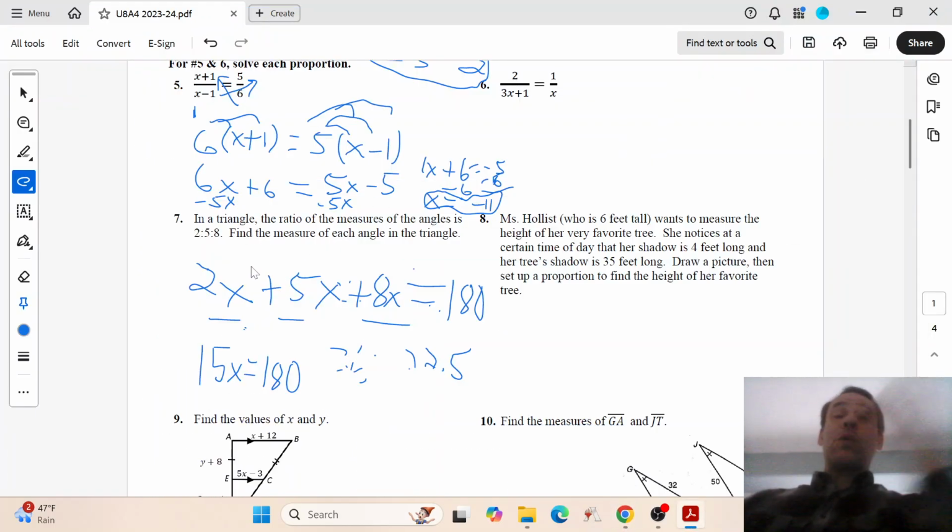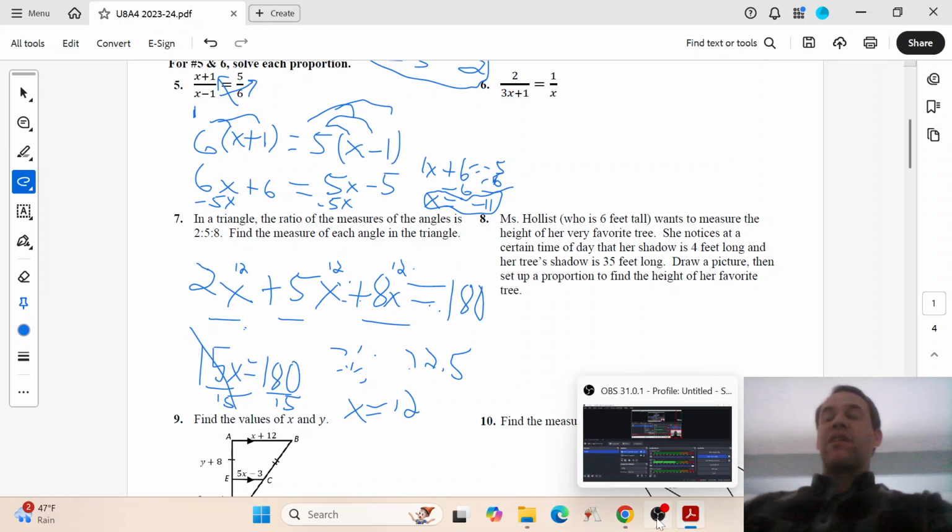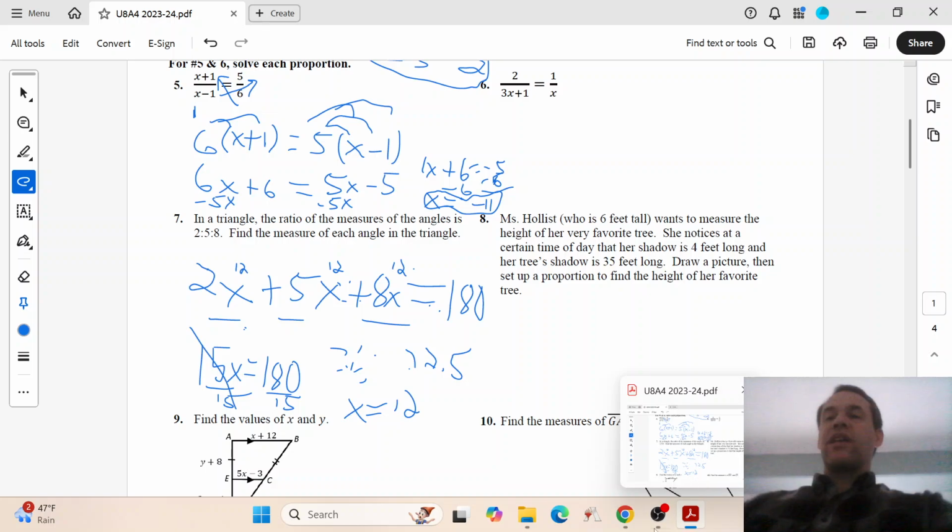So if x is 12, let's see if that works. Divide by 15. So then we get x equals 12. And now we plug it back into each one of these. So plug in 12 here. Plug in 12 here. That might be too big. What's 8 times 12? I don't know. Let's take a look at that. Okay, so we're going to plug each of those in.